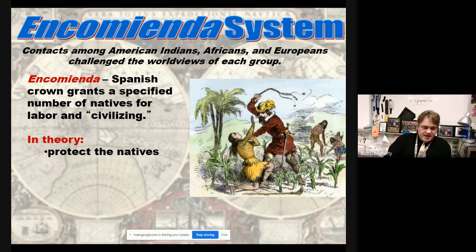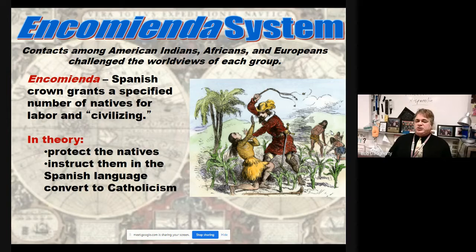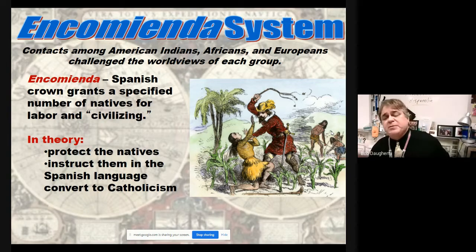Now, in theory, the way this was supposed to work, they would protect the Indians. Now, from whom? Maybe other Indians that were mad that these people were cooperating and working for the Spanish. Or maybe it was traditional enemies of them. Also, it would instruct them in the Spanish language. They could learn Spanish, which of course was a key to maybe some type of movement. They would convert them to Catholicism and save their souls. And you and I might think, oh yeah, save their souls while killing them. That was a big deal.